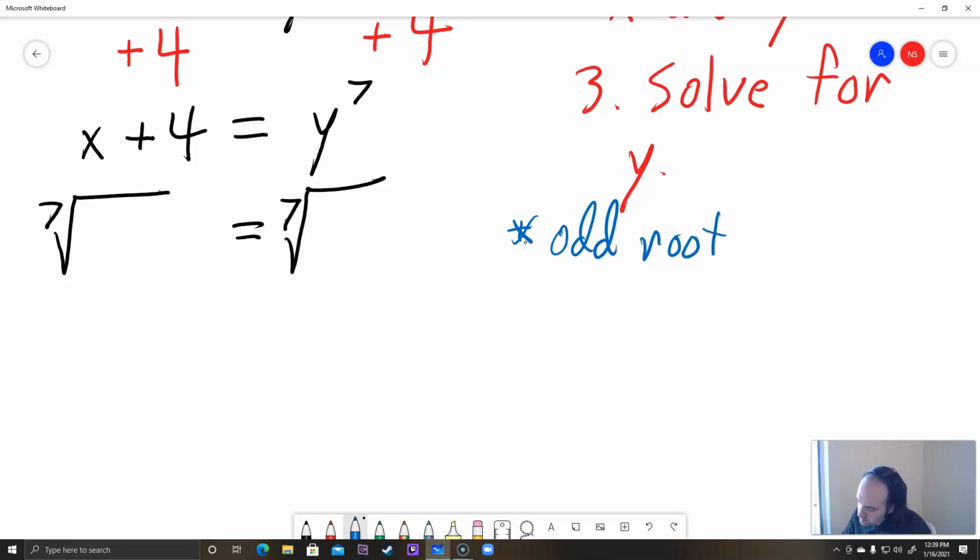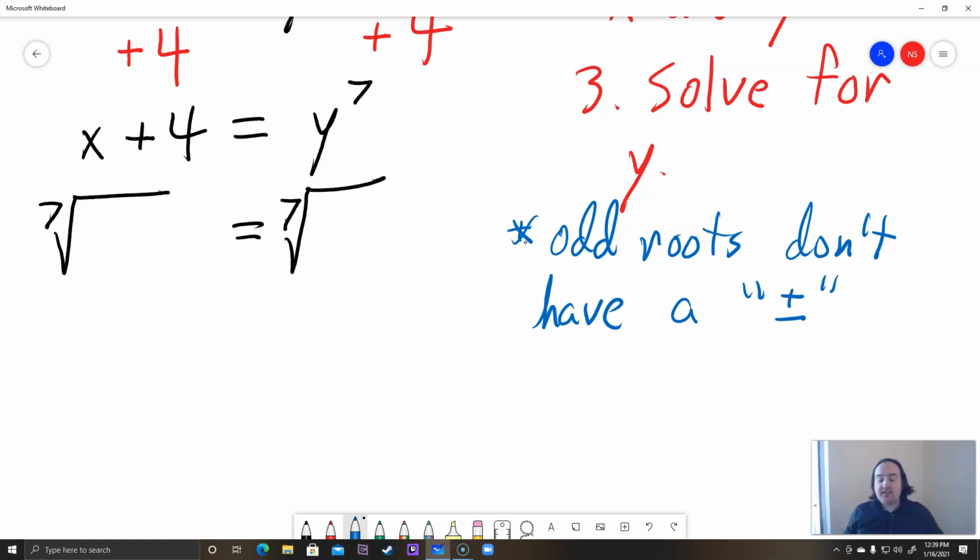Odd roots don't have a plus minus. That's only for even roots. When you take the even root of both sides, that's when you have a plus minus. So for example, with the square root property, you take the square root of both sides of an equation, you have to put a plus minus on the right side.